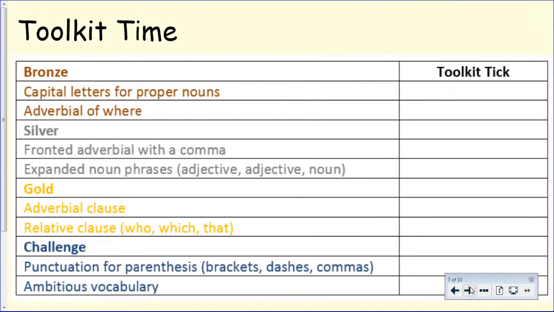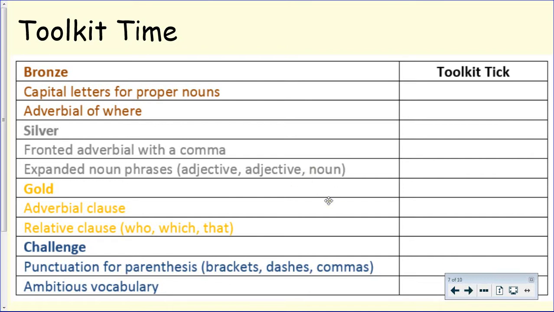Okay, so toolkit time. Exactly the same as yesterday. Capital letters for proper nouns, that's people's names and places. Adverbials of where for bronze. Silver, I'd like you to include fronted adverbials with a comma and an expanded noun phrase. Oh, I didn't change that, did I? Adjective, comma, adjective, noun. No comma there.